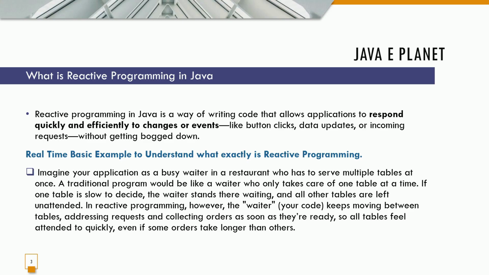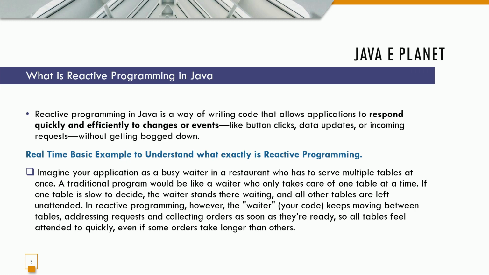Imagine your application as a busy waiter in a restaurant who has to serve multiple tables at once. A traditional program would be like a waiter who only takes care of one table at a time. If one table is slow to decide, the waiter stands there waiting, and all other tables are left unattended.